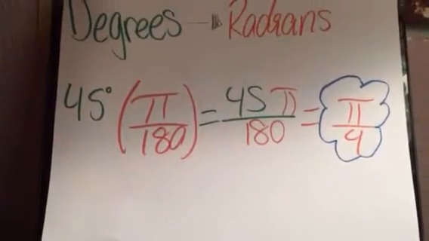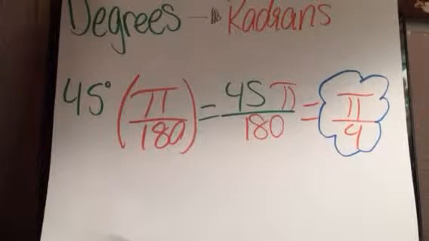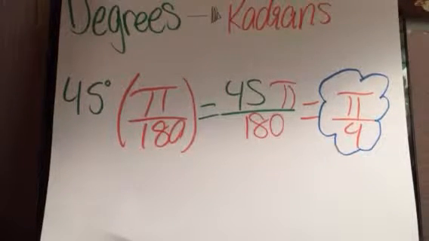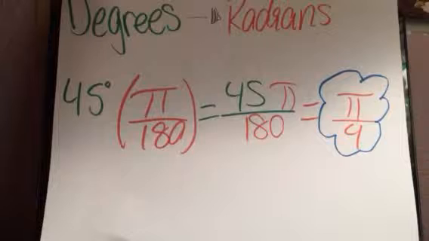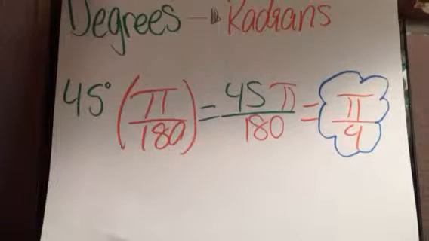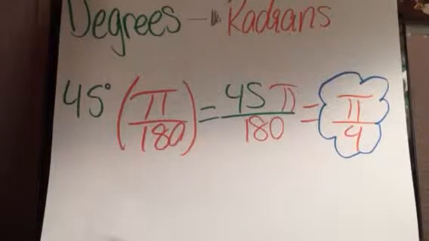Here we start out with 45 degrees. Multiplying that by pi over 180, we get 45 pi over 180. Simplifying it, we get pi over 4, which was exactly what was on the unit circle.